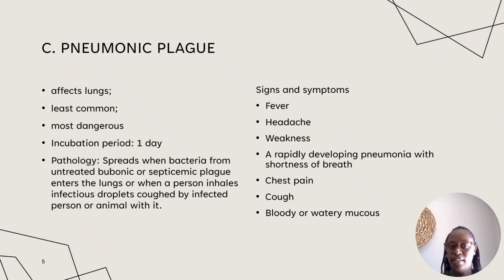And for the pneumonic plague, it can be spread differently. So one, it is spread when the bacteria from the untreated bubonic or septicemic plague enters the lungs. That is one way that it can be spread. Two, when a person inhales the infectious droplets coughed by an infected person or animal with it. That is why the pneumonic plague is very dangerous. It has different ways of getting spread into the body. So either the bacteria from the untreated bubonic or septicemic plague develops into the lungs and therefore causes the pneumonic plague, or when someone coughs and you inhale these droplets, or even when a dog or an animal coughs and you inhale these droplets, there you get the pneumonic plague.